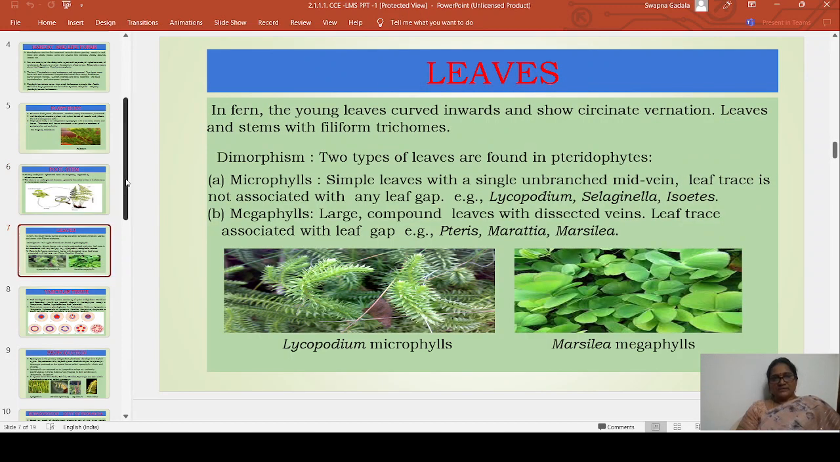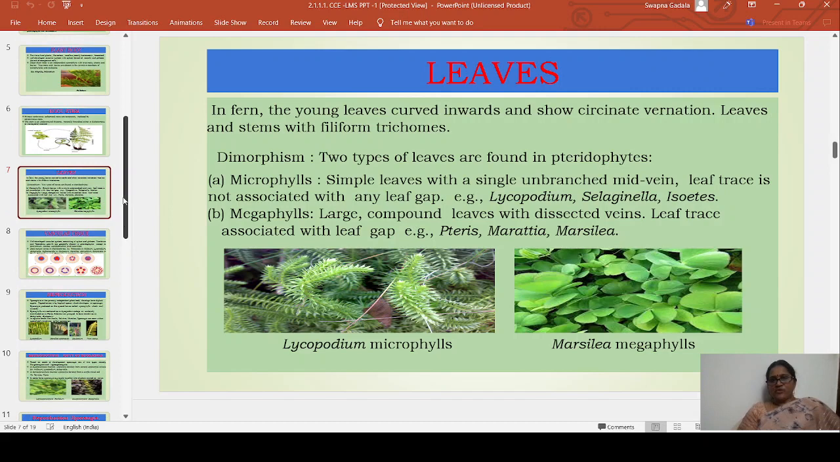And now let us see something about the leaves. In pteridophytes, two types of leaves are present, so that is why this is known as dimorphism. Two types of leaves are found in pteridophytes: one is microphylls and the second one is megaphylls. These words are self-explanatory. Microphylls: micro means minute or small sized, phyll means leaf. So these microphylls are small and minute sized simple leaves with a single midvein which is also unbranched. And here the leaf gap is completely absent. Examples for microphylls: we can see this type of leaves in Lycopodium and Selaginella species.